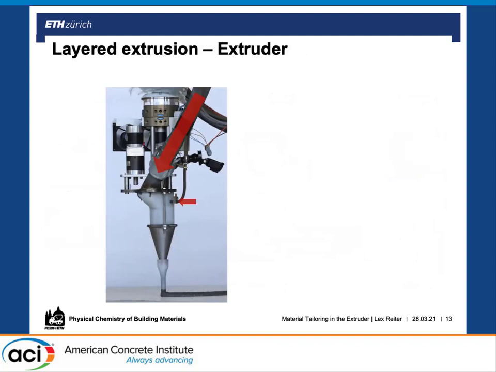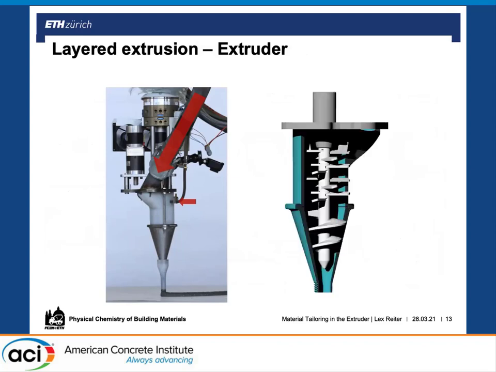You can see here the large arrow being the mortar going in, the small arrow being the accelerator. Inside, it looks like this. So we have a pin mixer inside and an auger. Since this figure was made, the auger was removed, so we only have pins now.